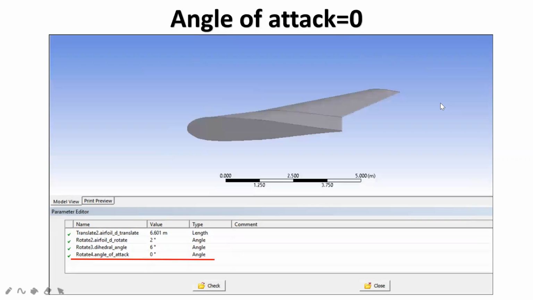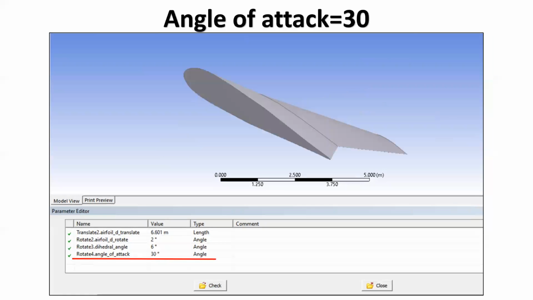Next comes the angle of attack. Basically, it's the angle at which the relative wind meets an airfoil. This angle is formed by the chord of the airfoil and the direction of the relative wind. The relative wind direction will be the same, but if we change the chord of the airfoil to a certain direction, like it was like this, now it is like this, it will make an angle of 30° with the relative wind direction. This is the angle of attack.